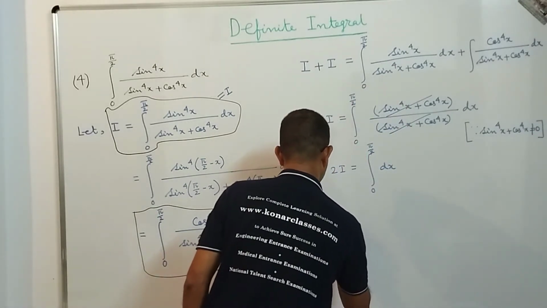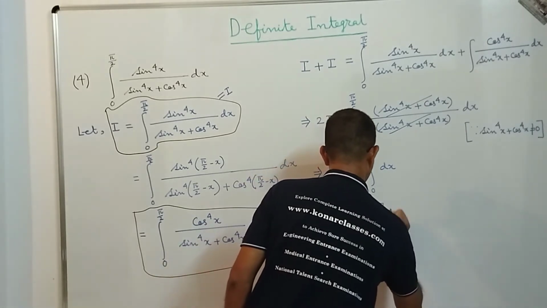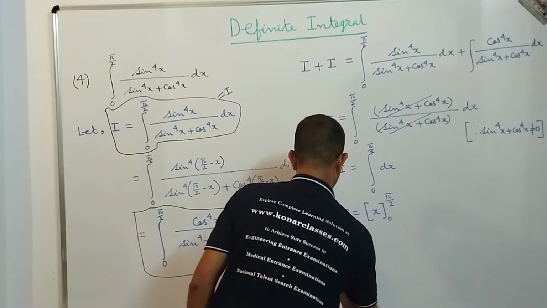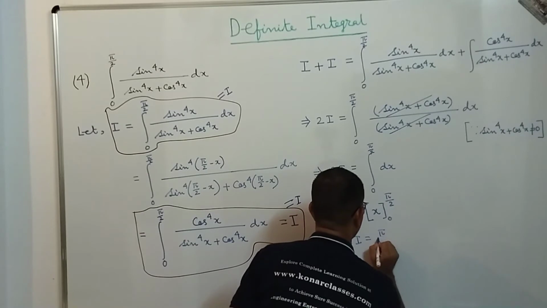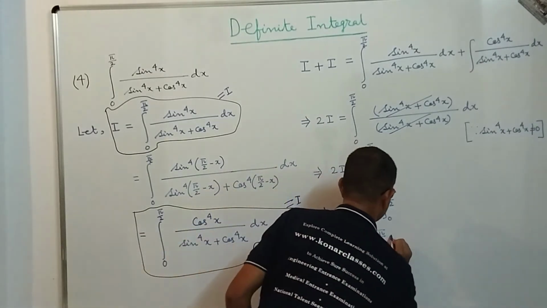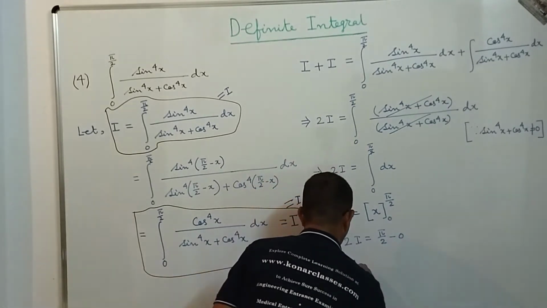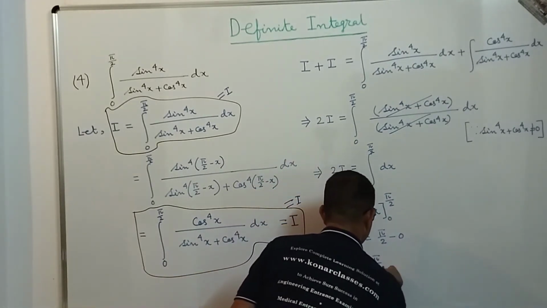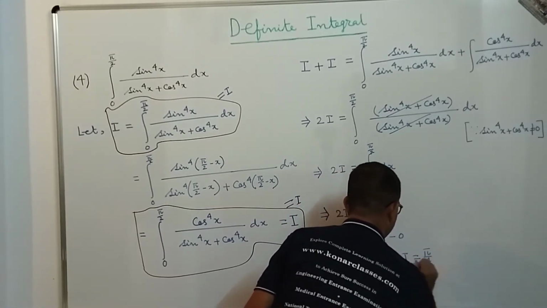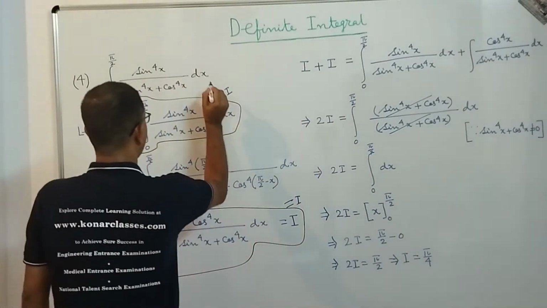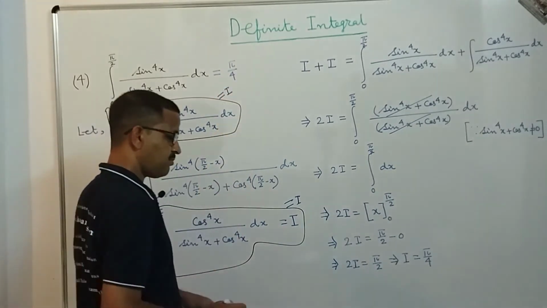This implies that 2I is equal to x from 0 to pi by 2. So 2I is equal to pi by 2, the upper limit, minus the lower limit 0. This implies that 2I is equal to pi by 2. Hence we get the value of I is equal to pi by 4. So the value of this given integration is pi by 4.